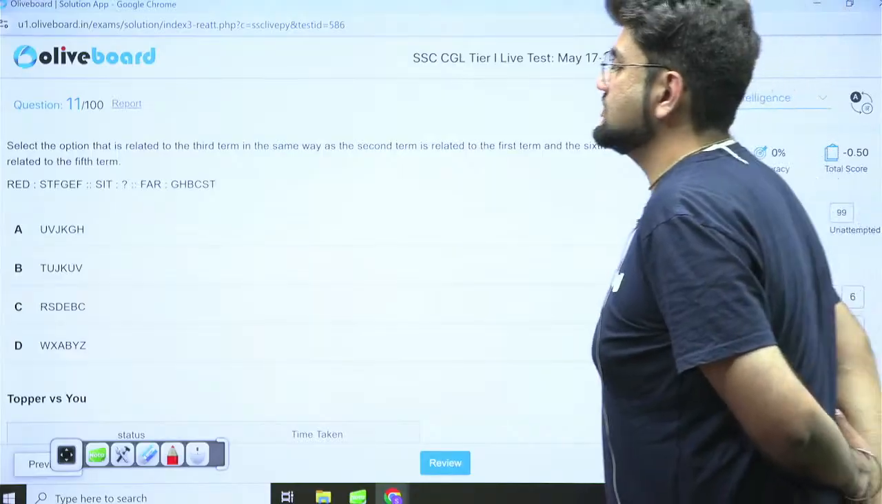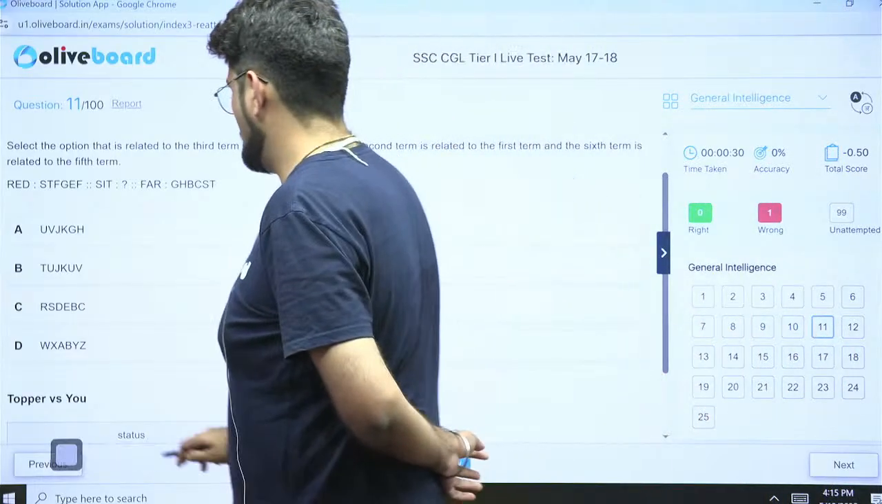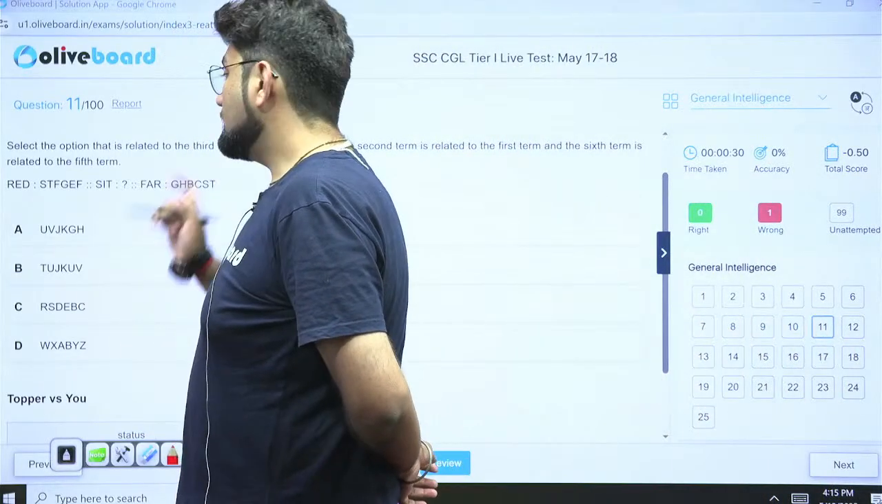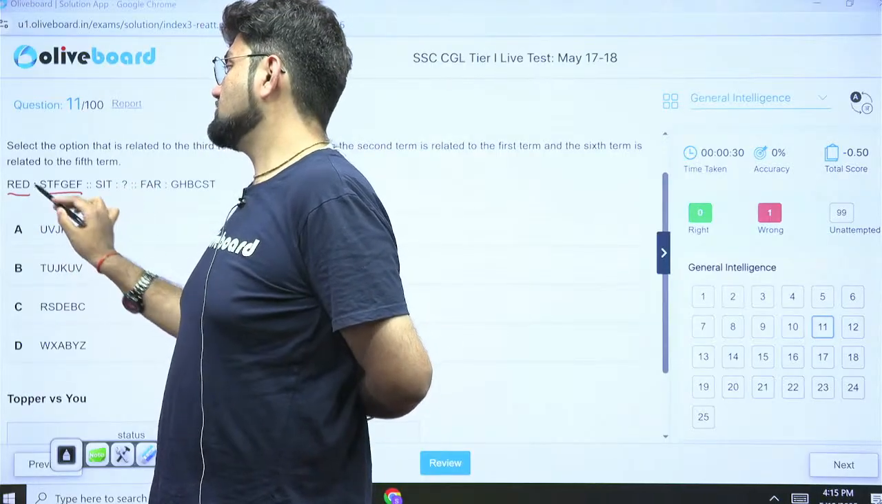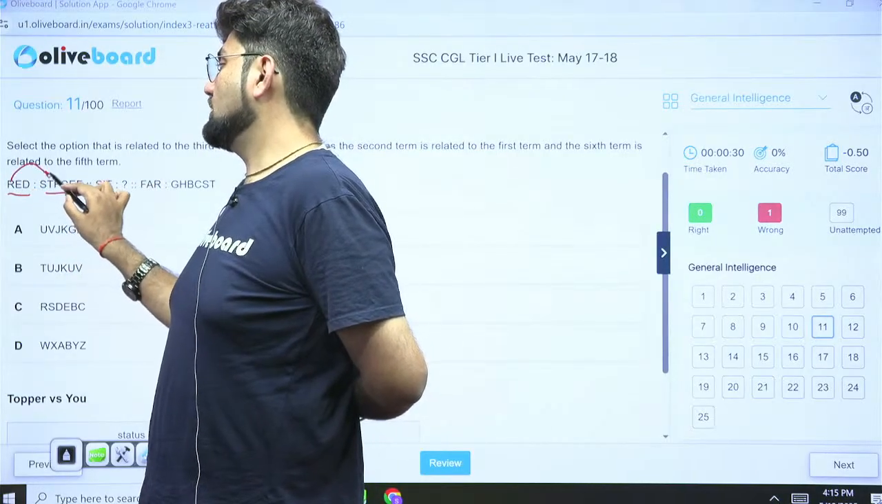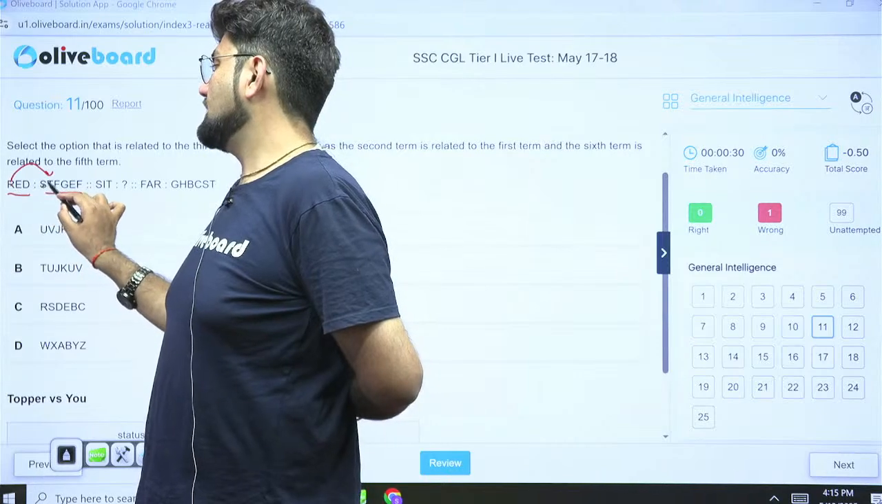Red, S, T, G, F, G, E, F. Okay, this one is an easy question actually. Whenever you see the relationship, you have 3 letters here and 6 letters here. What is the relation? Each letter is coded by a set of 2 letters. Now if you observe, this is 18, this is 19, 20.